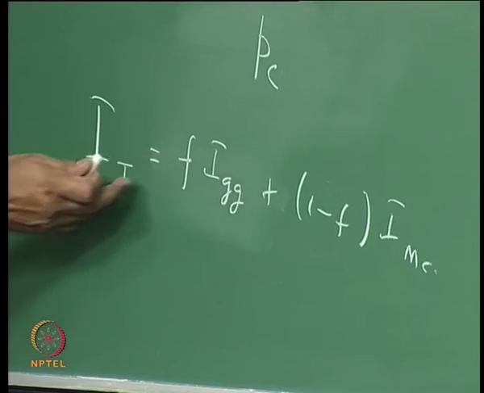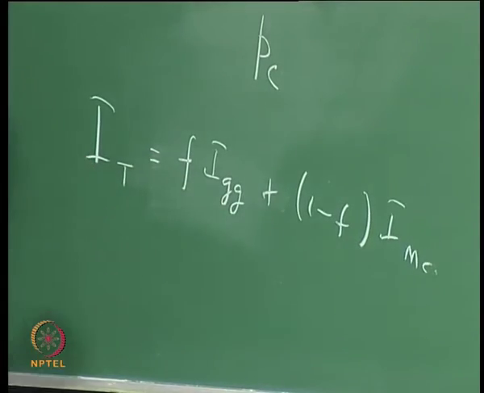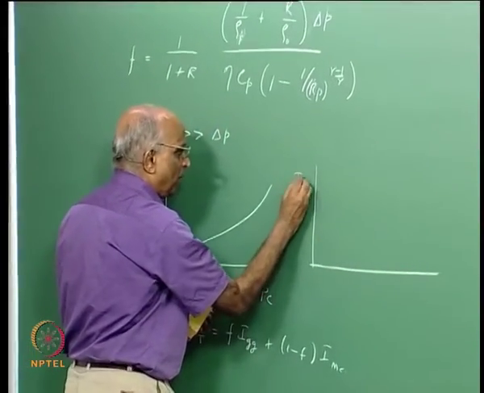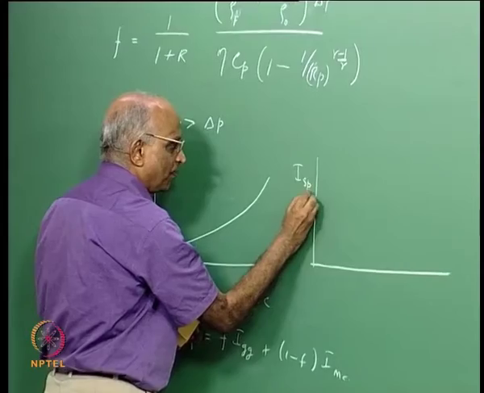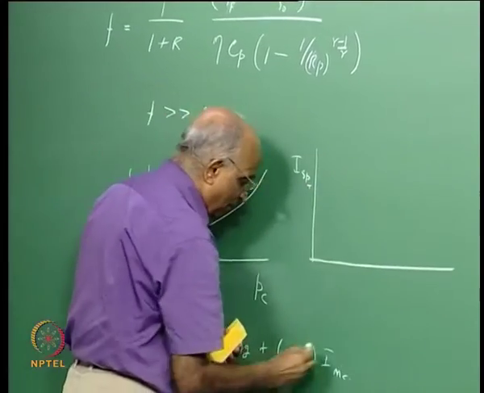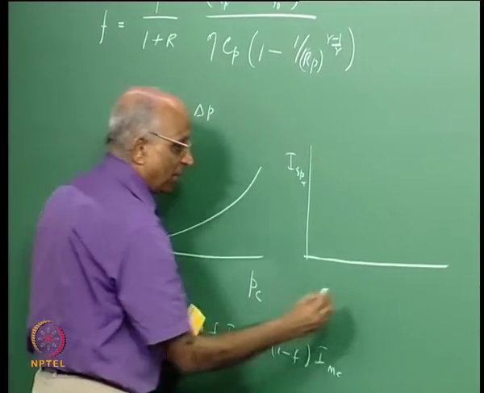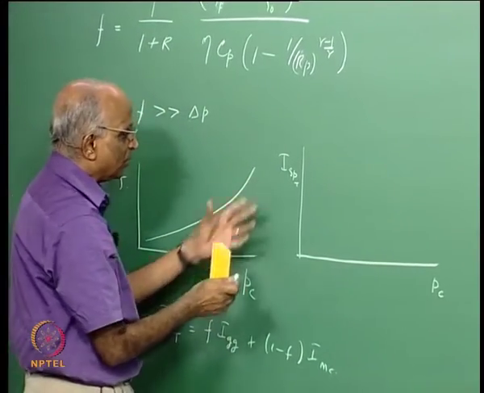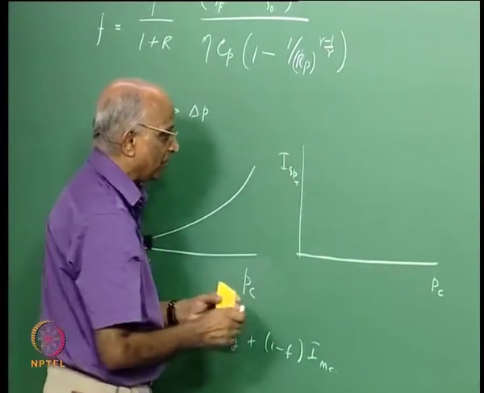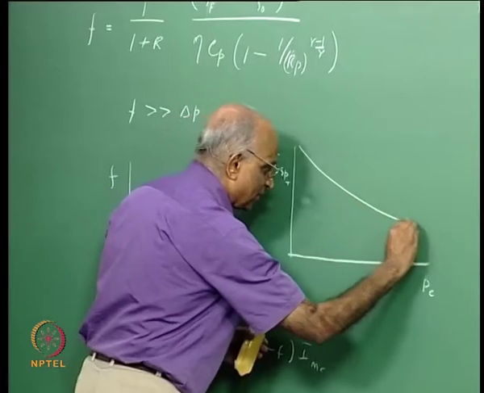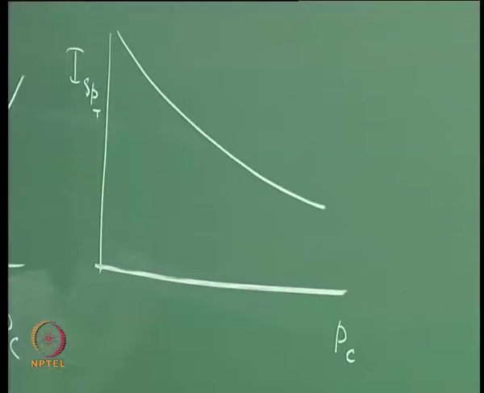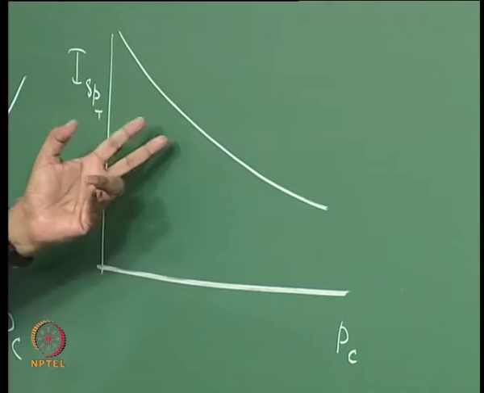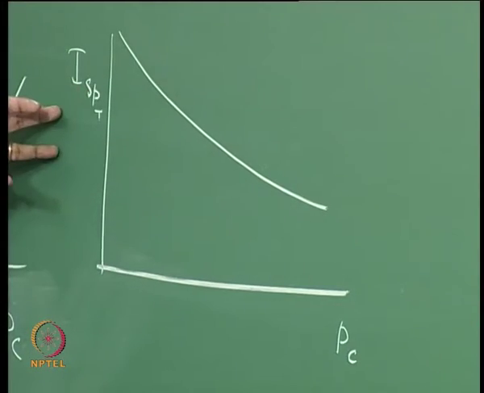If I increase this F, the total specific impulse will decrease. In the gas generator cycle, if I were to plot the total specific impulse of your system as a function of the value of Pc, even though the specific impulse will increase with chamber pressure, the net effect of the flow is such that the specific impulse decreases. It may not be so drastic, it may be nearly constant, but the effect will be to decrease it.